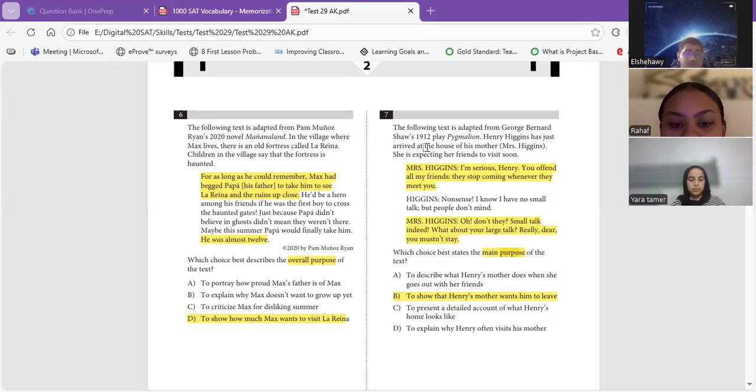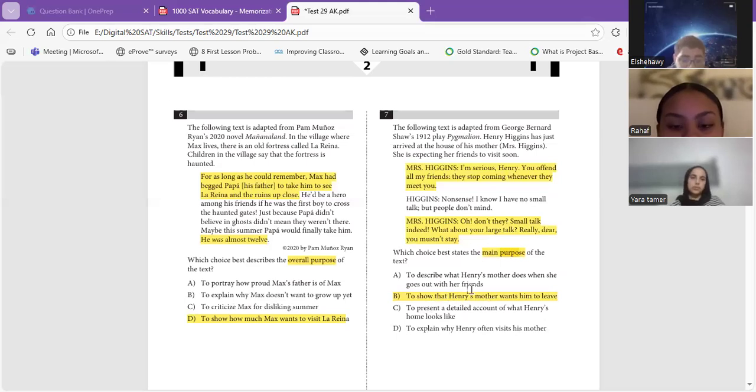The following text is adapted from George Bernard Shaw's 1912 play Pygmalion. Henry Higgins had just arrived at the house of his mother, Mrs. Higgins. She is expecting her friends to visit soon. Mrs. Higgins: I'm serious, Henry. You offend all my friends. They stop coming whenever they meet you. Higgins: Nonsense. I know I have no small talk, but people don't mind. Mrs. Higgins: Oh, don't they? Small talk indeed. What about your large talk? Really, dear, you mustn't stay.